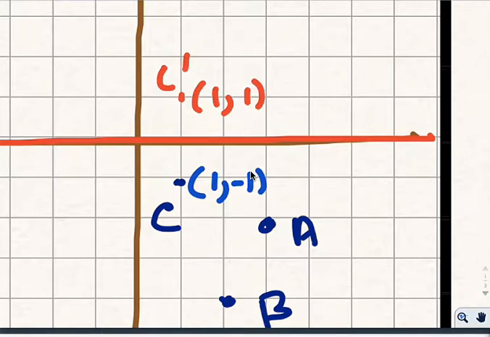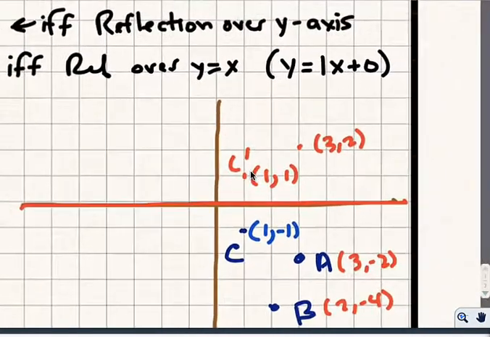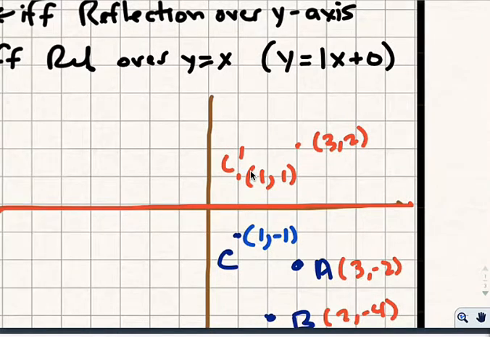Next we see A prime. Let's say A here is at 3 comma negative 2. Keep the x, flip the y. So now that should be at 3, 2. And then B is at 2 comma negative 4. Keep the x, flip the y. So that's going to be at 2, 4.